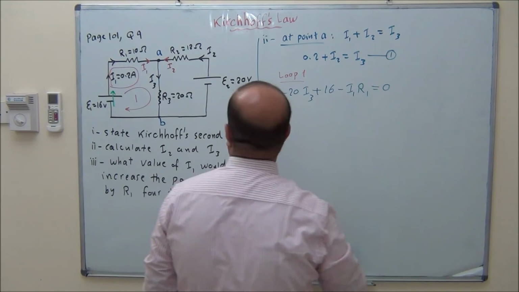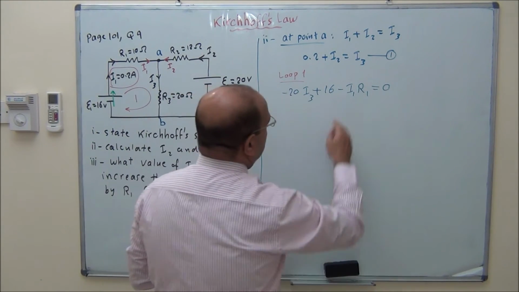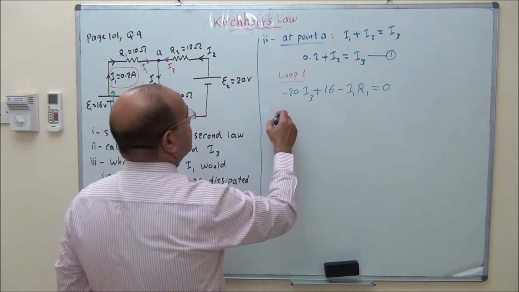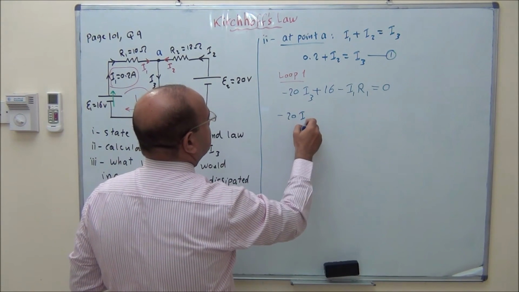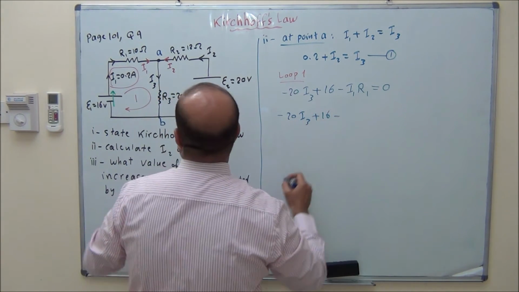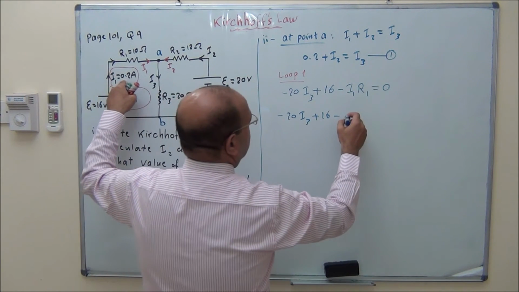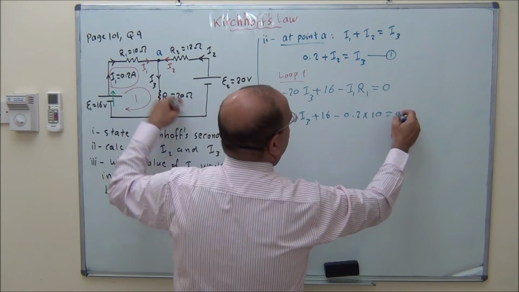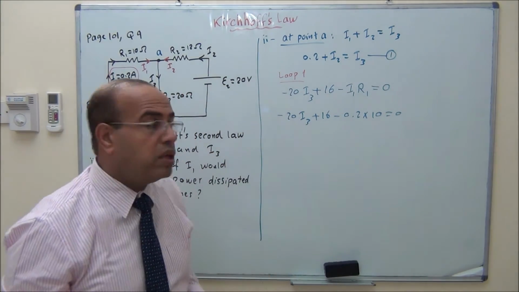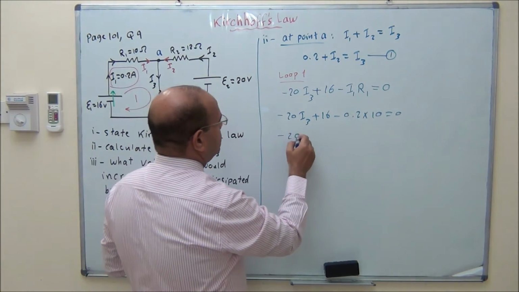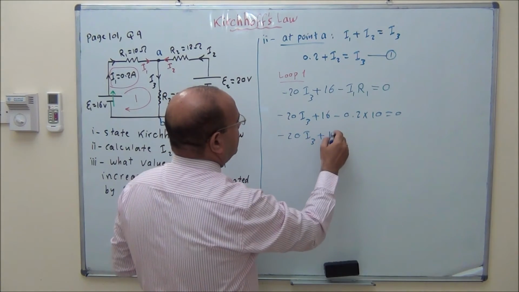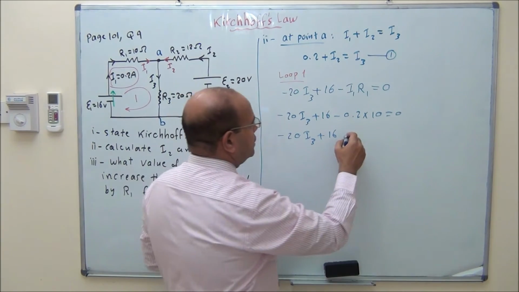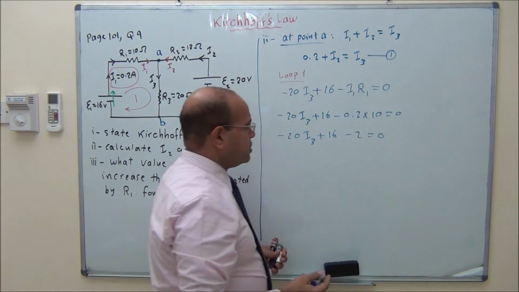Okay, already we have the value of I1. R1 also we have here. R1 is 10. So replace I1 by its value and R1 by its value. So negative 20 I3 plus 16 minus I1, it is 0.2, multiply R1, it's 10. So the sum of this equals 0. Now negative 20 I3 plus 16, 0.2 times 10 equals 2. So it's minus 2 equal to 0.